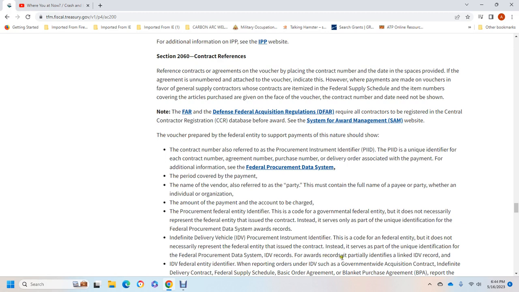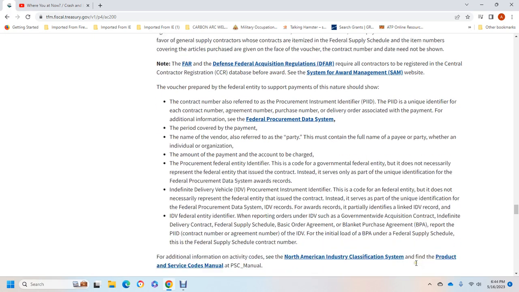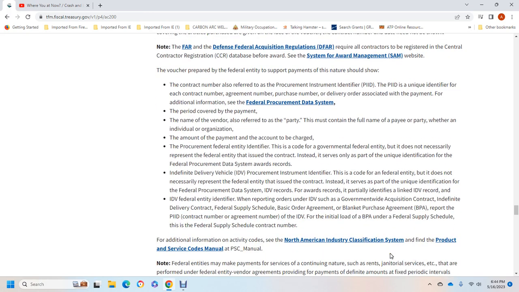and is part of the unique identification in the Federal Procurement Data System for indefinite delivery vehicle records. The award records are identified with the link of the individual indefinite delivery vehicle record. When reporting an order under an indefinite delivery vehicle, such as a Government-wide Acquisition Contract, indefinite delivery contract, Federal Supply Schedule, basic ordering agreement, or blanket purchase agreement, report the procurement instrument identified with the contract number and the agreement number of the indefinite delivery vehicle, for the initial BPA under the Federal Supply Schedule.